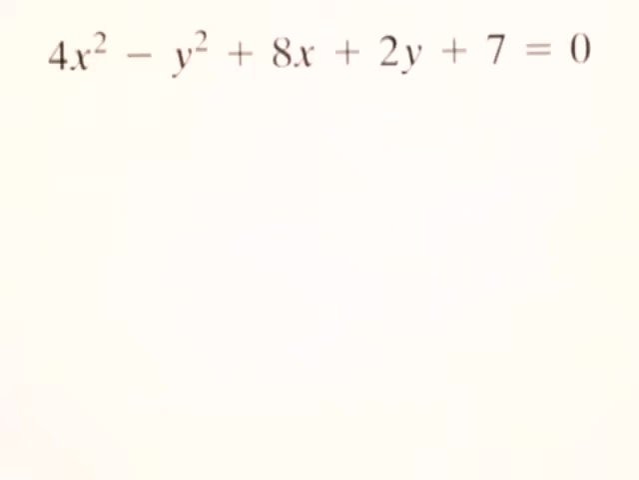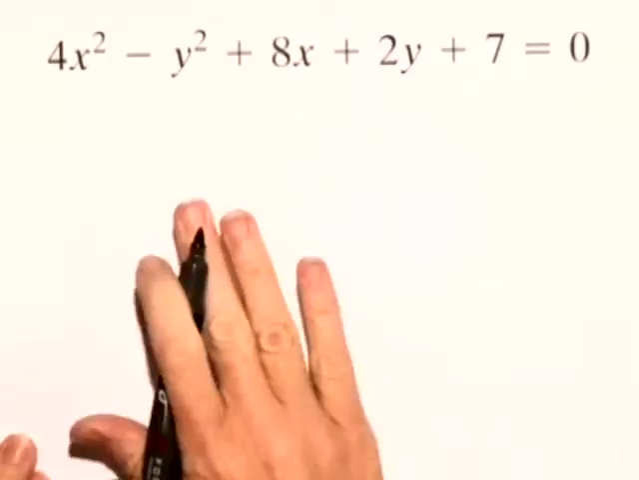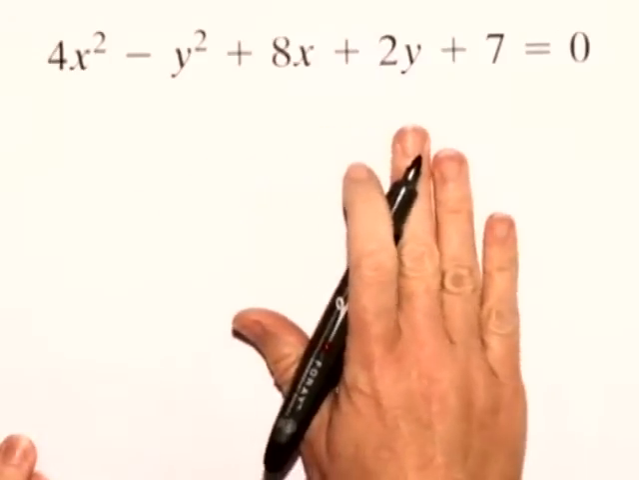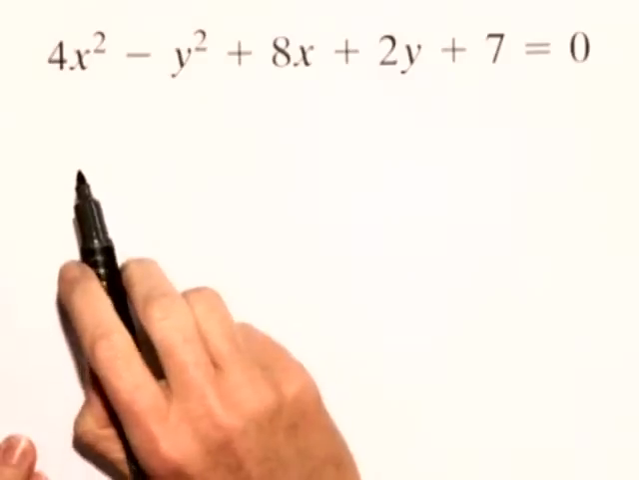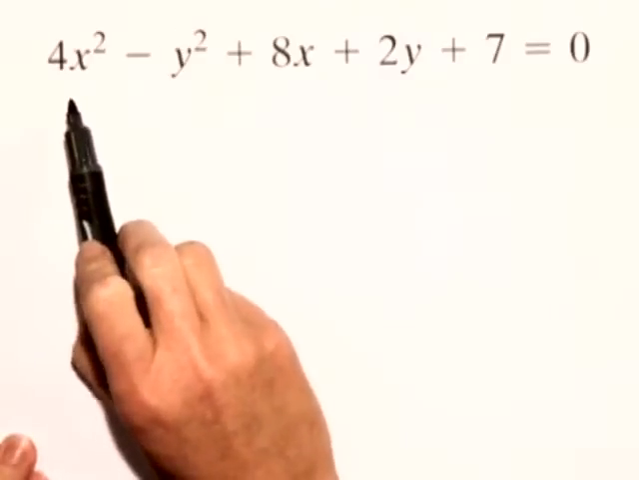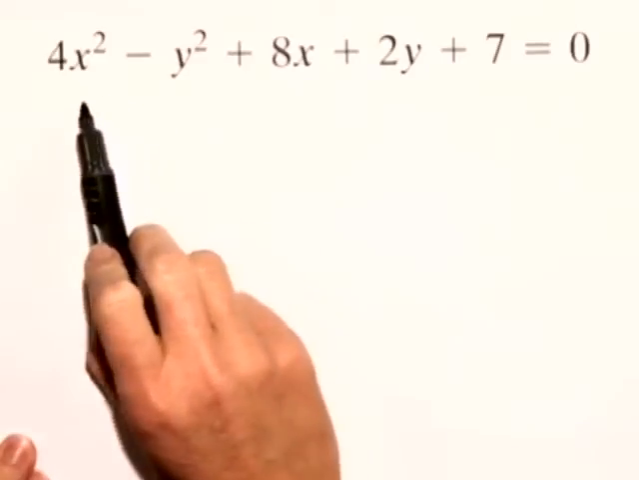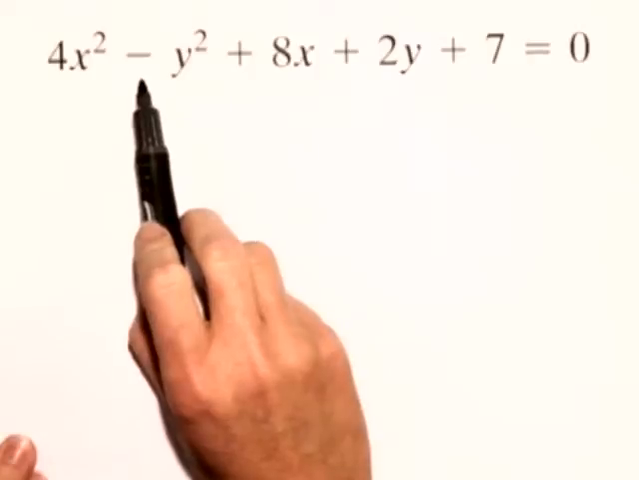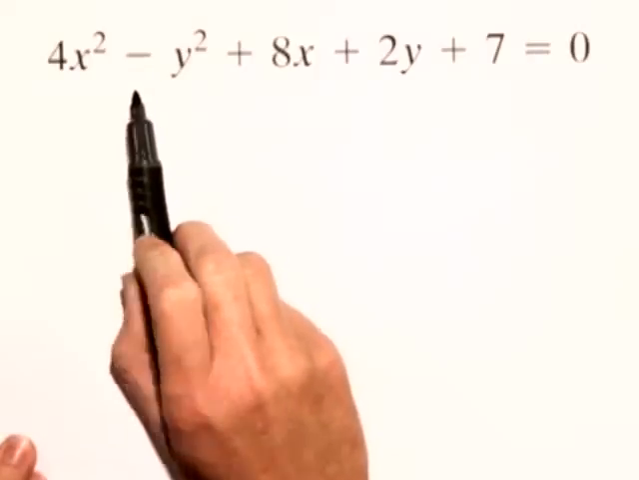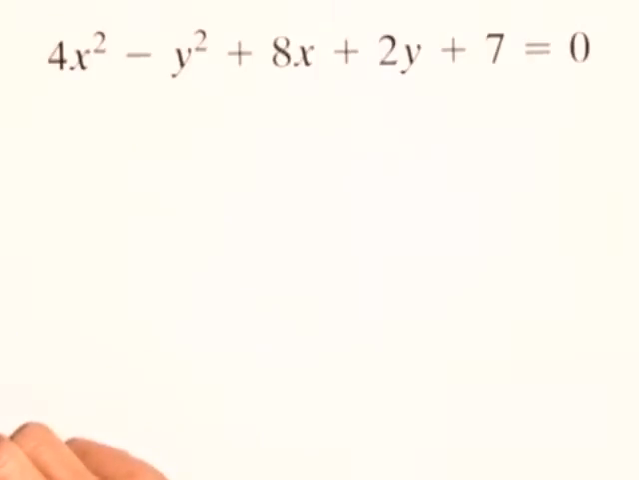For this example, we'll graph a conic section. We have 4x squared minus y squared plus 8x plus 2y plus 7 equals 0. So it's in general form. We first have to put it in standard form. Let's notice that we have the x squared and the y squared term on the same side of the equation. One has a positive coefficient, the other has a negative coefficient, so this indicates that it's a hyperbola.